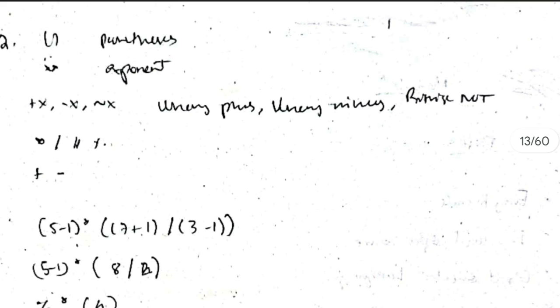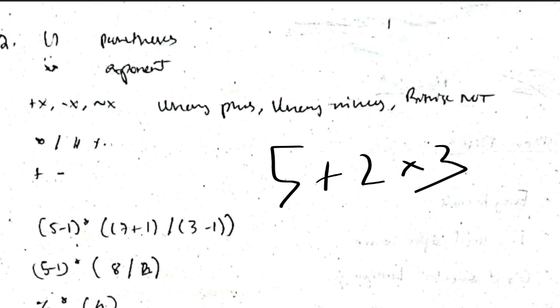Priority order means if there is something like 5 plus 2 into 3, and you do it in two ways, you'll get two answers. If you do this first, you will get 21. Else, if you do this first, you will get 11. So which answer should be chosen? That is decided by the priorities of these operators. That priority list is here.